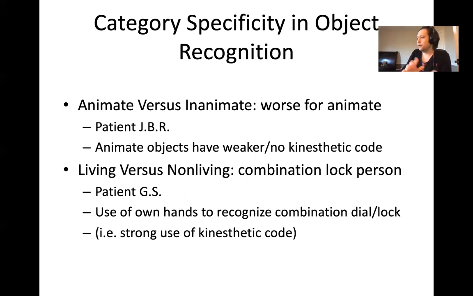The what pathway. The where pathway, or the dorsal pathway, that's where there's the knowledge of how your motor system interacts with the thing. And his motor system, his dorsal pathway, his where pathway, was still able to remember how his body interacts with that thing. And he started doing this motion. And then he looked at his own hand. It says use of his own hands to recognize the combination dial lock. And once he saw what his body was doing, then he was able to name the object, combination dial lock.